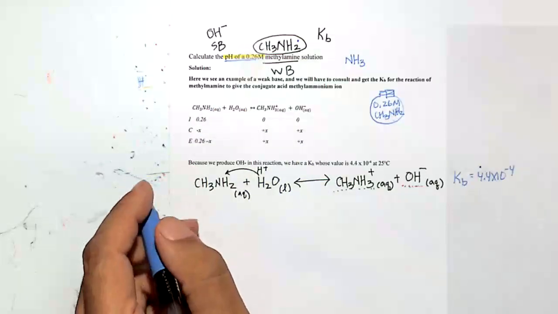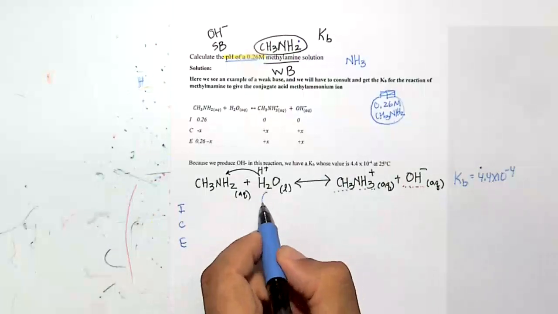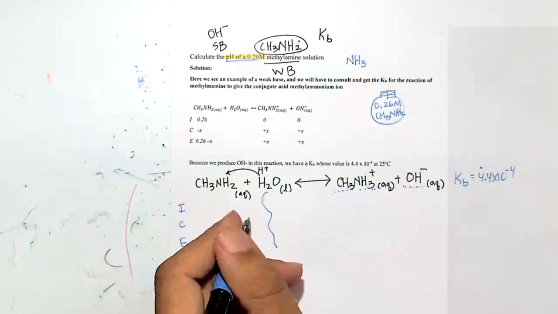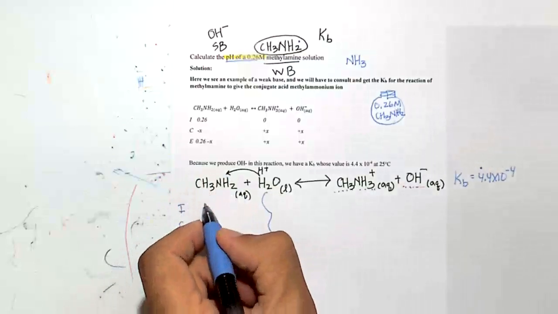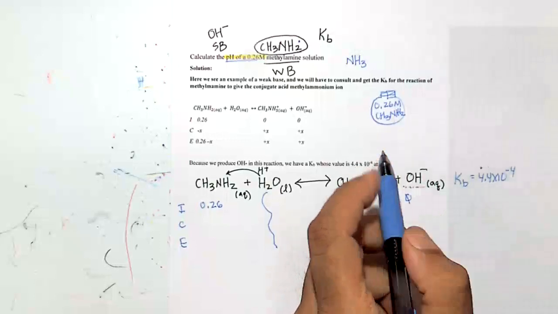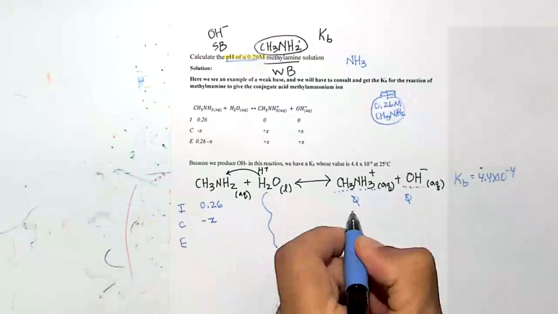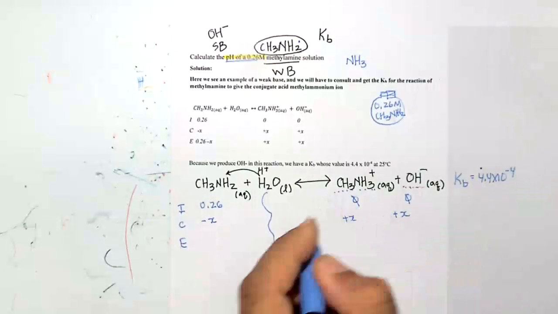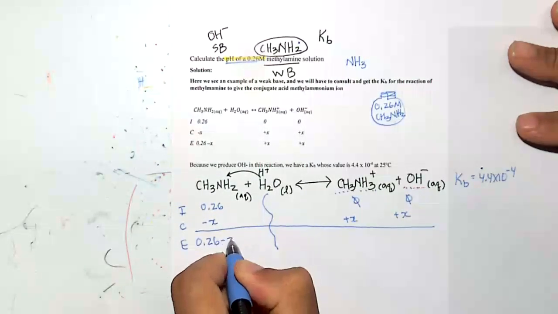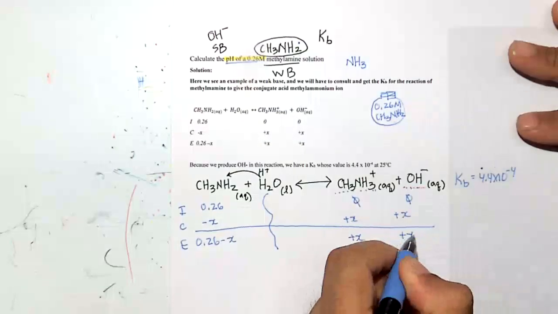All right, so because it's a weak base, we'll construct our ice table. Okay, the first and foremost thing, water is a liquid, so we will cross it out. It's not going to be in our ice table. So we have 0.26, okay, initially, and then some of this will react with water. Okay, how much? Some of it will go this way. So this is minus x, plus x, plus x. Okay. So at equilibrium, which is what E stands for, you get 0.26 minus x, plus x, and plus x.